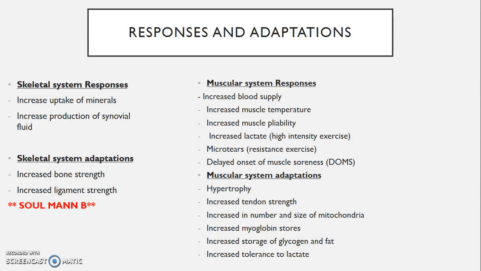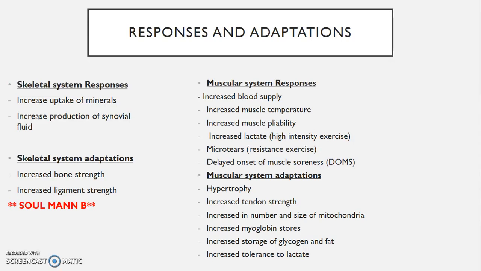What does this lead to? Increase in muscle pliability. This means that they're more flexible. This means it's going to reduce the risk of injury. So that's another muscular response. We get increased lactate. So lactic acid occurs in the muscle. That is obvious when it comes to a muscular system response. We also get micro tears due to resistance training, and finally delayed onset of muscle soreness.